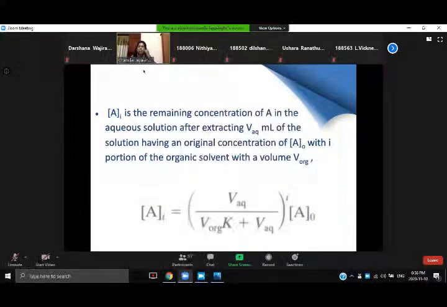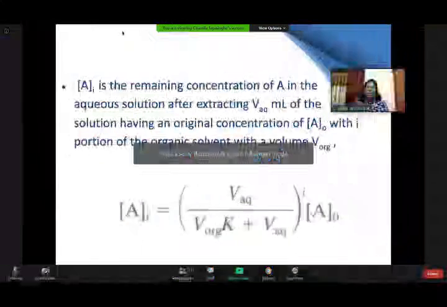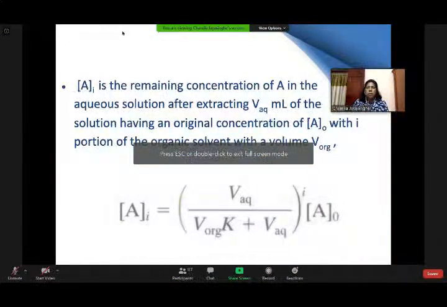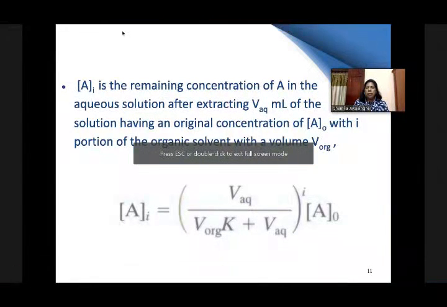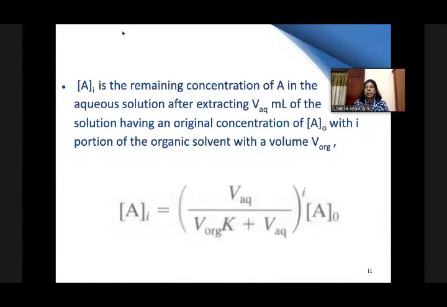K is a coefficient, and plus V aqueous into I time multiplied by A0, right? So the AI is the remaining concentration of A in the aqueous solution after extracting V aqueous milliliter of the solution having an original concentration of AO with ith portion of the organic solvent with the volume BO, right? So note down this equation, this very important equation.